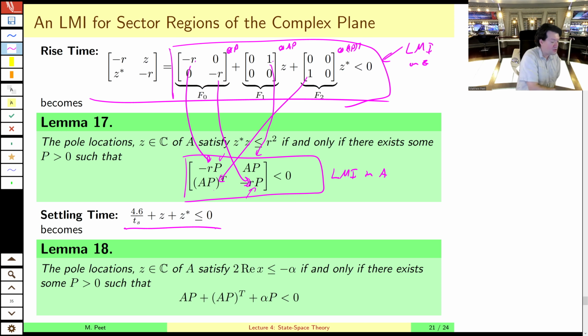Settling time constraint, it's a scalar, right? It makes life a little bit easier. So again, the constant term gets just multiplied by P. There it is, that's alpha here. The Z is just 1. The coefficient is 1. It just becomes AP. The Z star just becomes AP transpose. So again, an LMI in A.